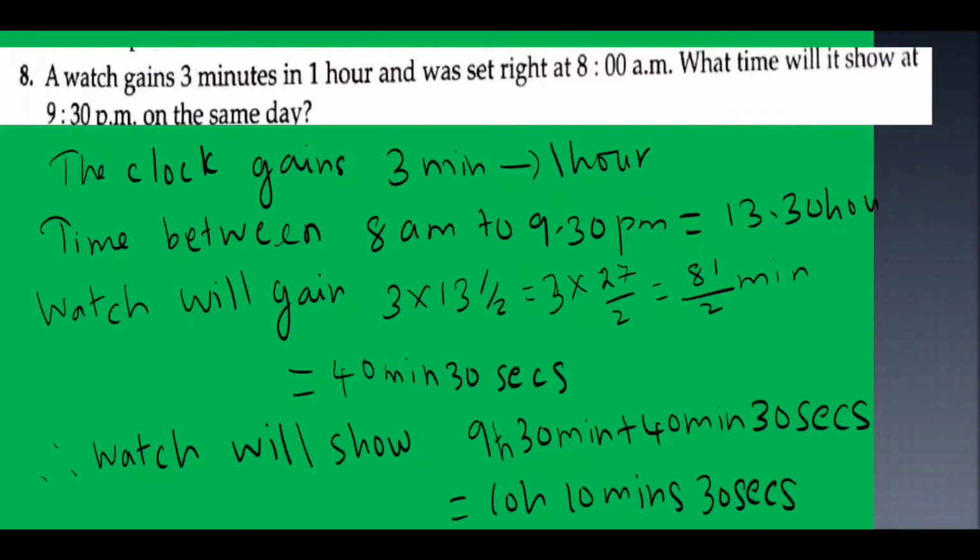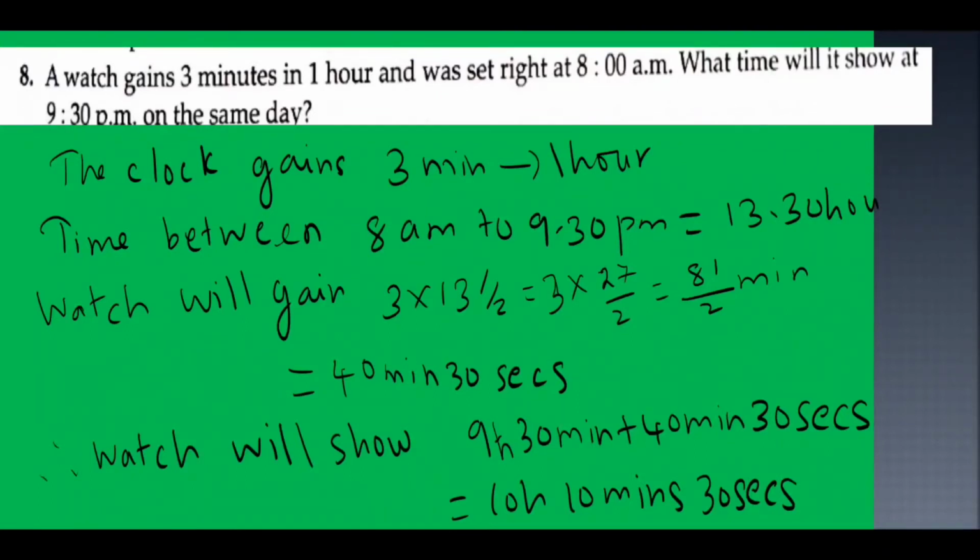Next sum, the watch gains 3 minutes. Now moving from seconds to minutes, a watch gains 3 minutes in 1 hour and was set right at 8 a.m. What time will it show at 9:30 p.m. on the same day?